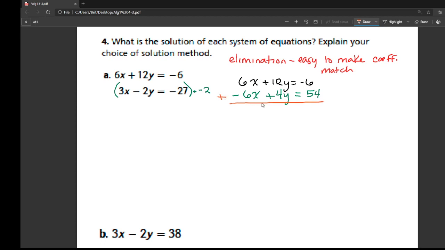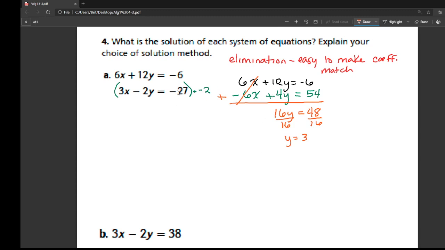So now if I add these two equations together, my x's will cancel. So 12y plus 4y is 16y. And -6 plus 54 is 48. And if I divide both sides by 16, I get that y is equal to 3.